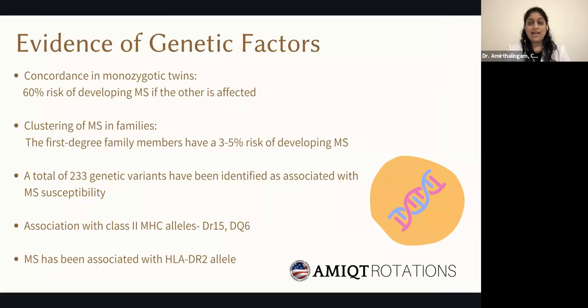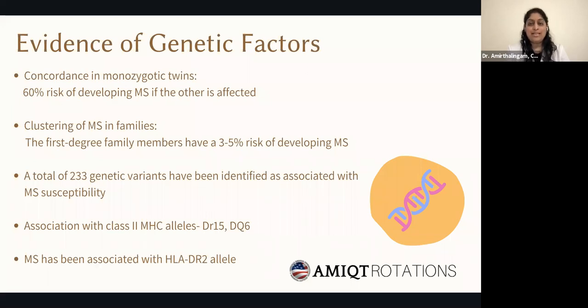So, evidence of genetic factors. We know from the Orkney studies that there are some alleles that are more commonly associated in patients with multiple sclerosis. Is there evidence of any other genetic factors? And the answer to this is also yes. When they examined concordance in monozygotic twins, if there's a twin that has multiple sclerosis, there's a 60% risk of developing multiple sclerosis in the other twin.